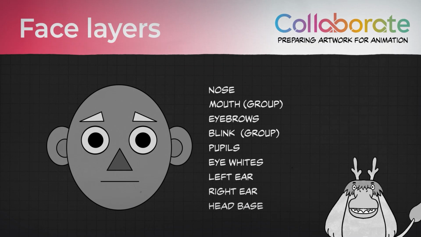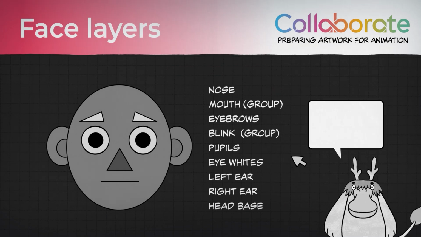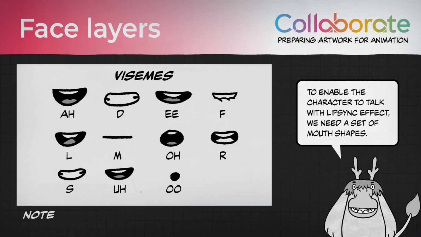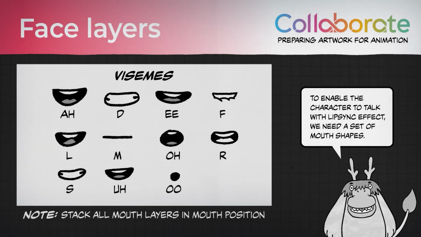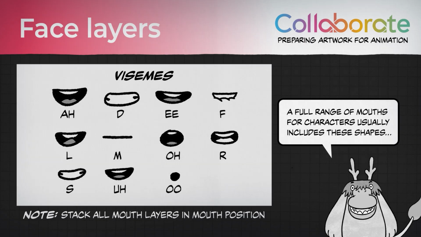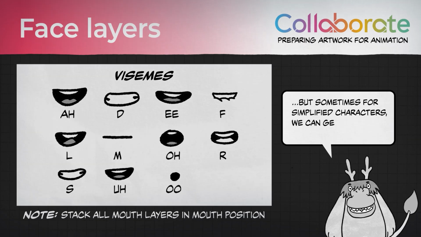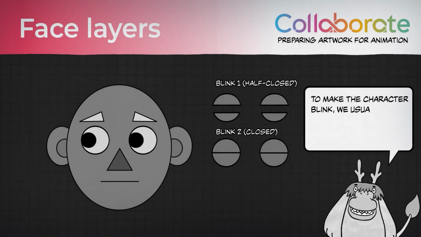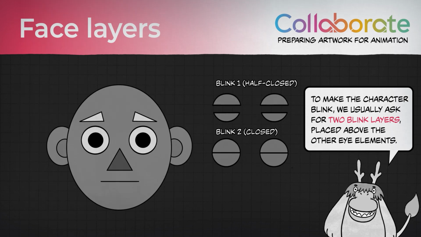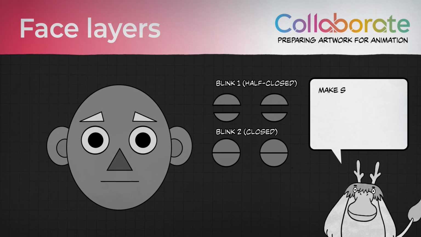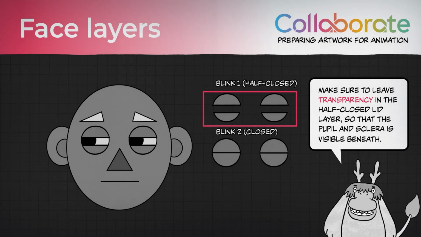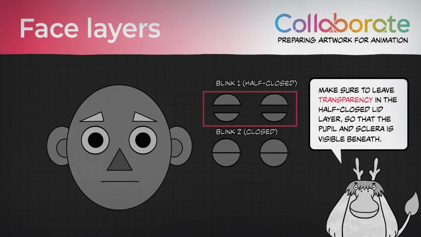For the head, we can break this down into these parts at minimum. To enable the character to talk with lip sync effect, we need a set of mouth shapes or visemes. A full range of mouths for characters usually includes these shapes, but sometimes for simplified characters we can get away with just this selection. To make the character blink, we usually ask for 2 blink layers, placed above the other eye elements. Make sure to leave transparency on the half-closed lid layer, so that the pupil and the white of the eye, the sclera, is visible beneath.